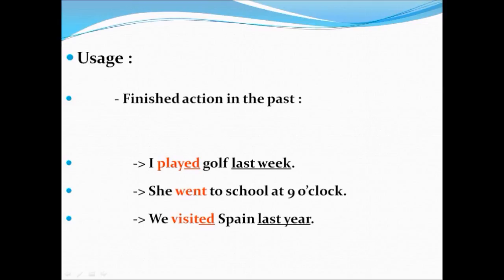Second example, she went to school at 9 o'clock. The last example, we visited Spain last week.